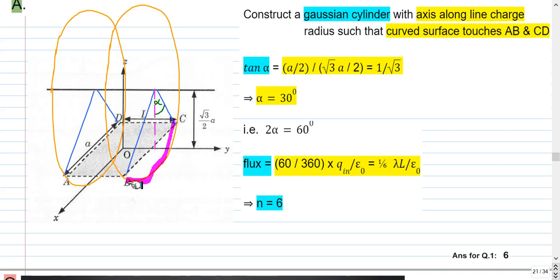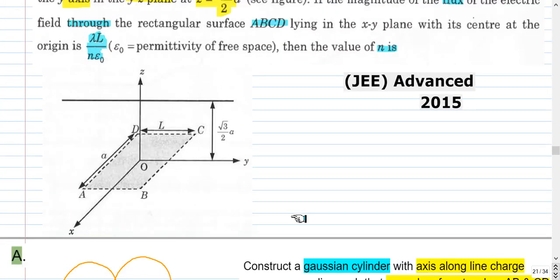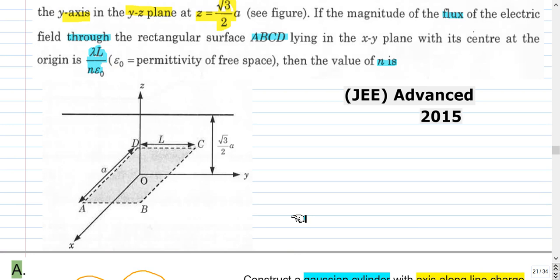So the amount of flux passing through this BC part is 60 by 360 times the total flux coming out of this Gaussian cylinder, which is Q by epsilon naught by Gauss law. And the amount of charge present inside this Gaussian cylinder is the length of this Gaussian cylinder L into lambda. So lambda into L. So it is 1/6 of this. Comparing this with the expression given in the question, it is 1/6 of lambda L by epsilon naught. So that means that n is 6.